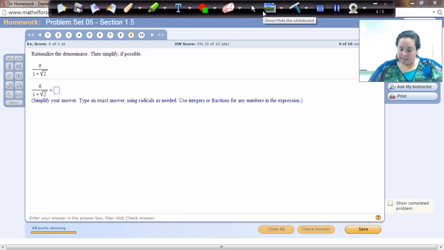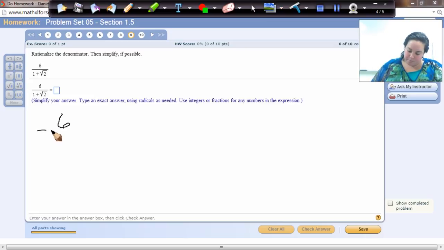Okay, let's look at this example from Math Excel. We have 6 over 1 plus square root of 2, and we want to rationalize this denominator. The way we will rationalize this denominator is actually to use a difference of squares. If we use a difference of squares, we will be squaring the square root of 2 and therefore getting rid of it, which is what we want to do. So we need to multiply by the conjugate.